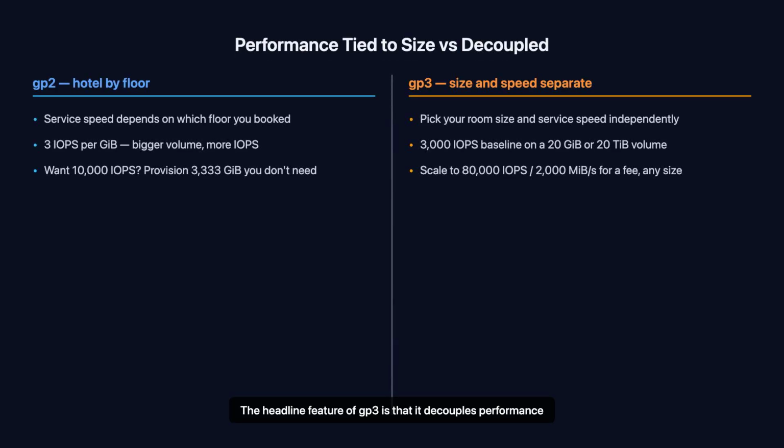The headline feature of GP3 is that it decouples performance from size. Picture the difference as 2 hotels. With GP2, your room service speed depends entirely on which floor you booked. Higher floors get faster service. Its performance is 3 IOPS per gigabyte, so to get more IOPS you have to buy a bigger volume. If you want 10,000 IOPS, you're forced to provision over 3,000 gigabytes of storage you don't actually need. GP3 is the hotel where you pick your room size and your service speed separately. You get 3,000 IOPS baseline on a 20 gigabyte volume or a 20 terabyte volume, and you can scale up to 80,000 IOPS and 2,000 megabytes per second for a fee on any size you like.